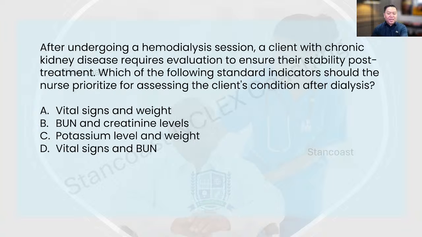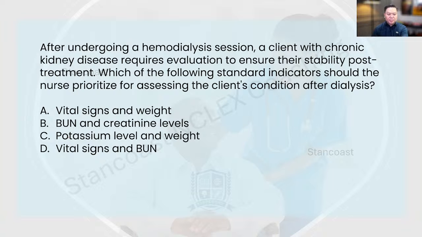After undergoing a hemodialysis session, a client with chronic renal failure requires evaluation to ensure their stability post-treatment. So which of the following standard indicators should the nurse prioritize for assessing the client's condition after dialysis? Is it A, vital signs and weight? Is it B, BUN and creatinine levels? Or is it C, potassium level and weight? Or D, vital signs and BUN?